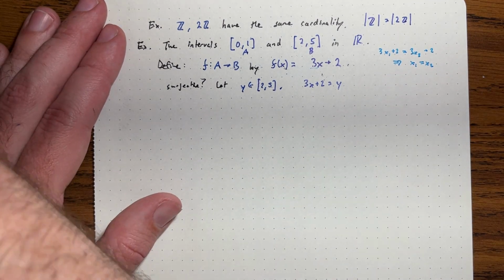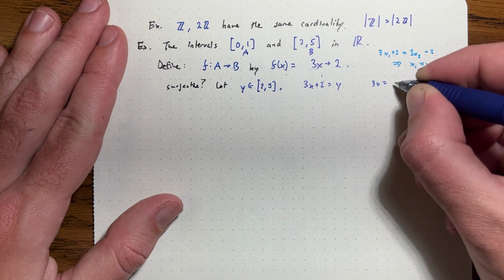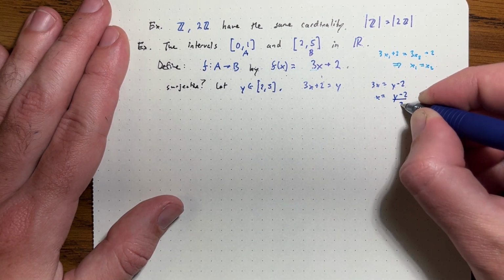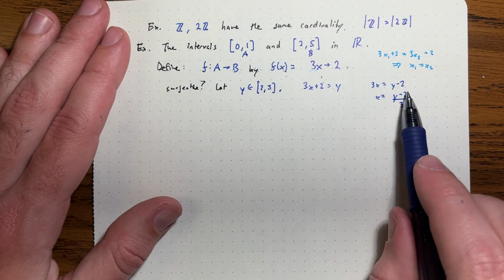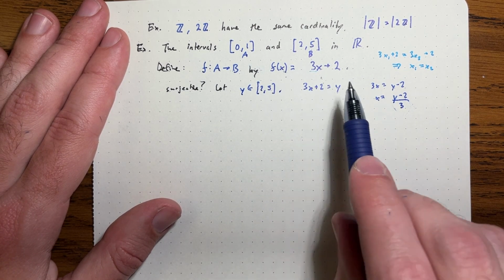Okay, so what happens if we solve for x? We get 3x equals y minus 2. So x would have to be y minus 2 over 3. So the claim is this number is the one that if I plug it in, I will get to y.